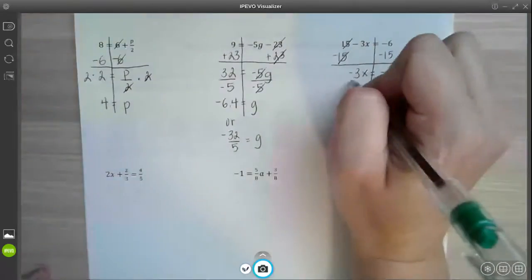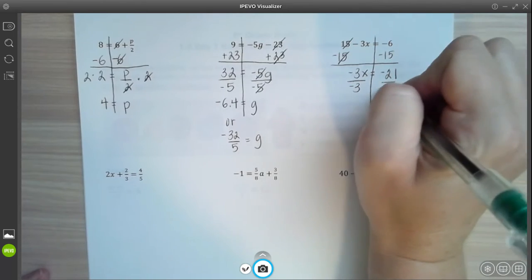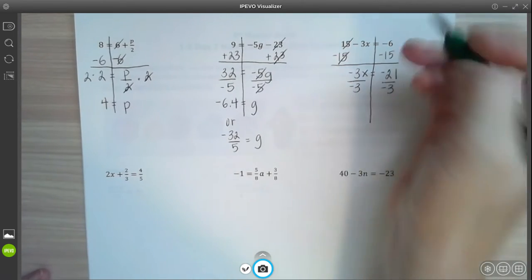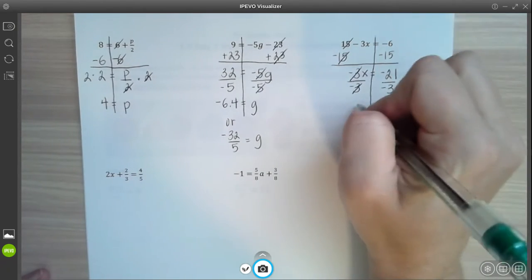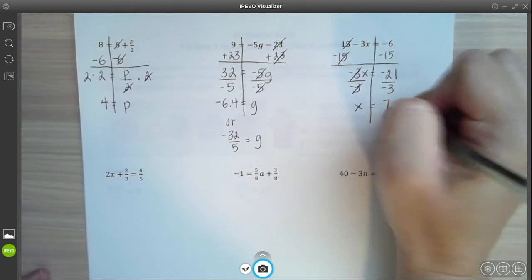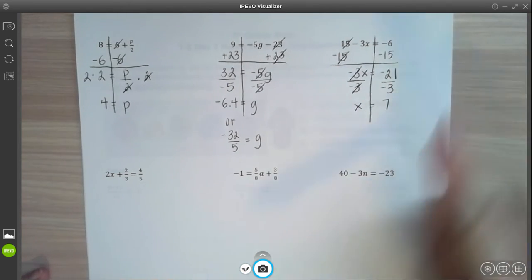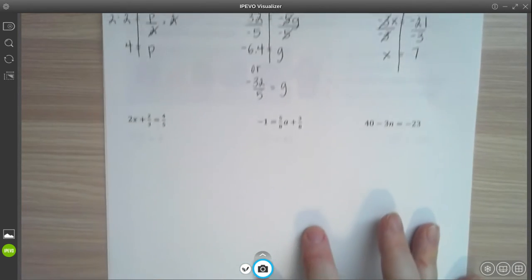Okay, last step, we're going to go ahead and divide by negative 3 on both sides since this is multiplied on. And that's going to be x equals a positive 7. Remember, a negative divided by negative is positive.